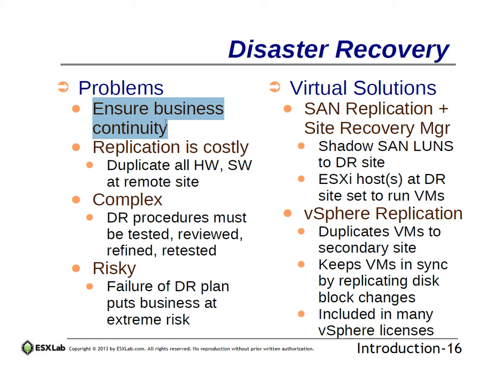Disasters happen. Now, the typical way of doing disaster preparedness is to replicate your entire data center to a DR site. The problem with replicating all of my hardware and software is that it's costly and enormously expensive. It's also hugely complex. I have to create disaster recovery procedures, I have to test them, review them, refine them, and retest them. This is an ongoing process.